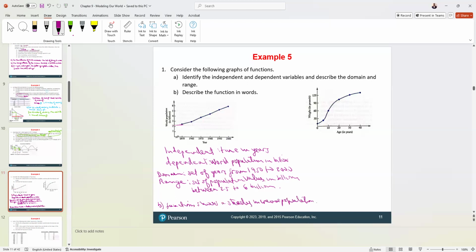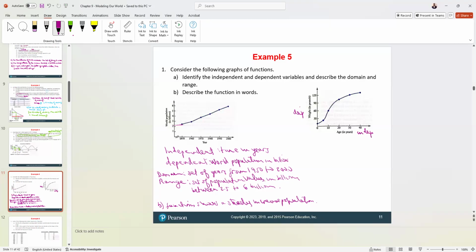All right, so for the first one, they ask you to look at this graph. You need to identify the independent and dependent variables and describe the domain and the range. And after you do that, the horizontal axis always shows the independent variable. The vertical axis shows the dependent variable. Looking at this graph, you see the population keeps increasing over the years. Now, if you look at the second graph, it would be a little bit different. The independent variable for that one is age measured in years, and the dependent variable is weight. Remember, this is independent, this is dependent, right?